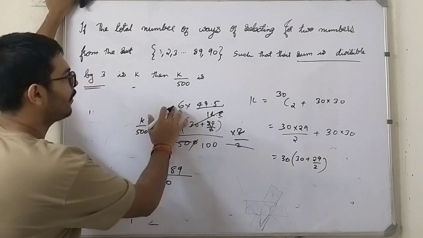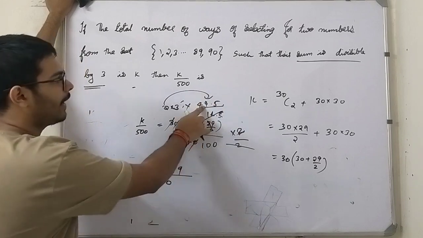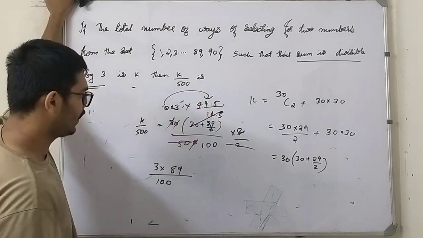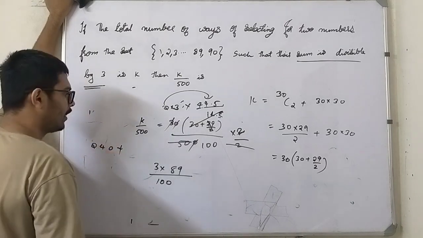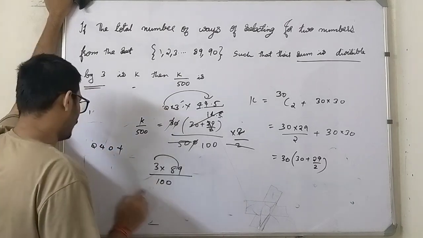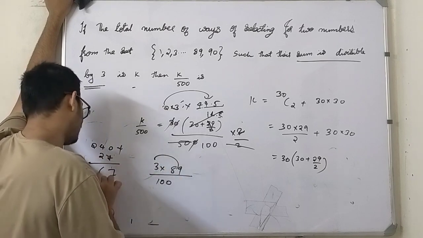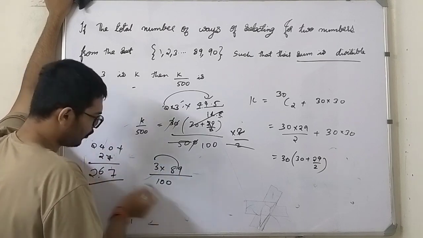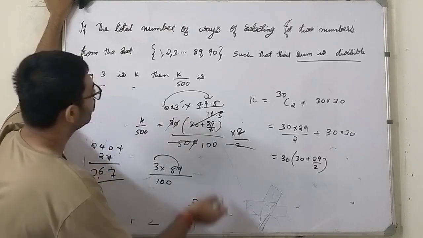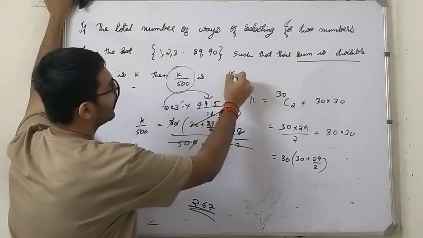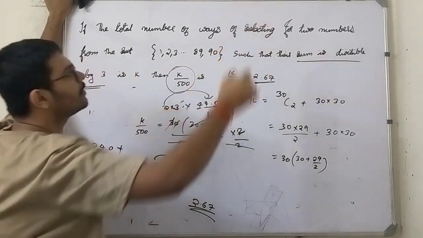What I have done is I have written this as 2 into 44 and multiplied with 2, it will be 88 plus 1. It will be 89. Now what will be the value? 3 times 80 will be 240 plus 3 times 9, what will be the value? 27. It will be 267. And if you put the decimal, it will be 2.67. So k divided by 500 will be equal to 2.67. So our question is solved.